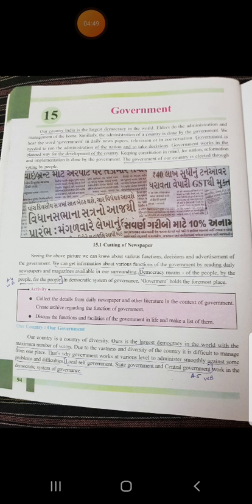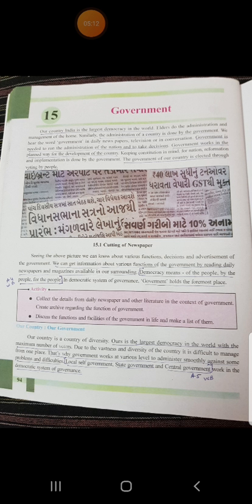Due to the vastness and diversity of the country, it is difficult to manage from one place. Our country is very vast, very big. There is diversity in the country, and due to this it is difficult to manage from one place. For any government, it is very difficult to administer the whole country from one place.